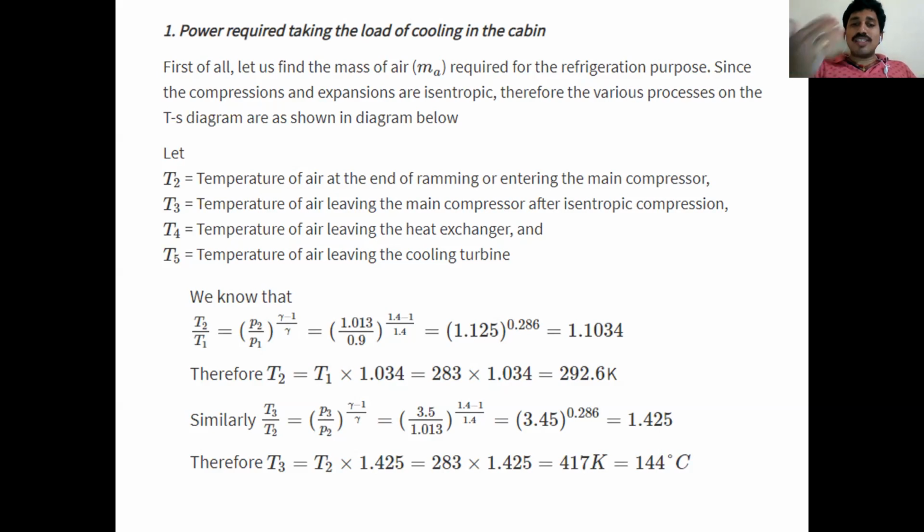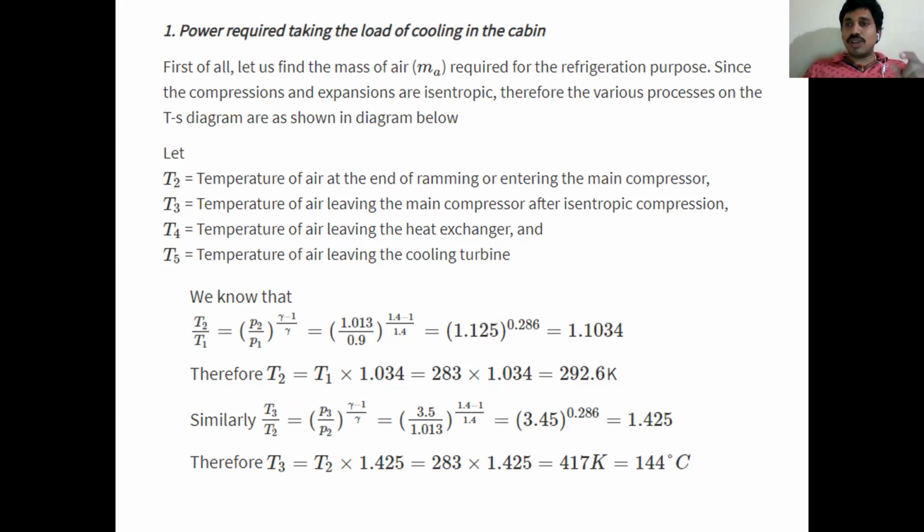Then we'll move to another isentropic process, 2 3. Again we apply the relation between temperatures and pressures: T3 by T2 is equal to (P3 by P2) power (gamma minus 1) by gamma. T3 value I don't know, T2 we just calculated, and P3, P2 values were given in the problem. We substituted all the values, and finally I got T3 equal to 417 Kelvin. So this is another temperature.